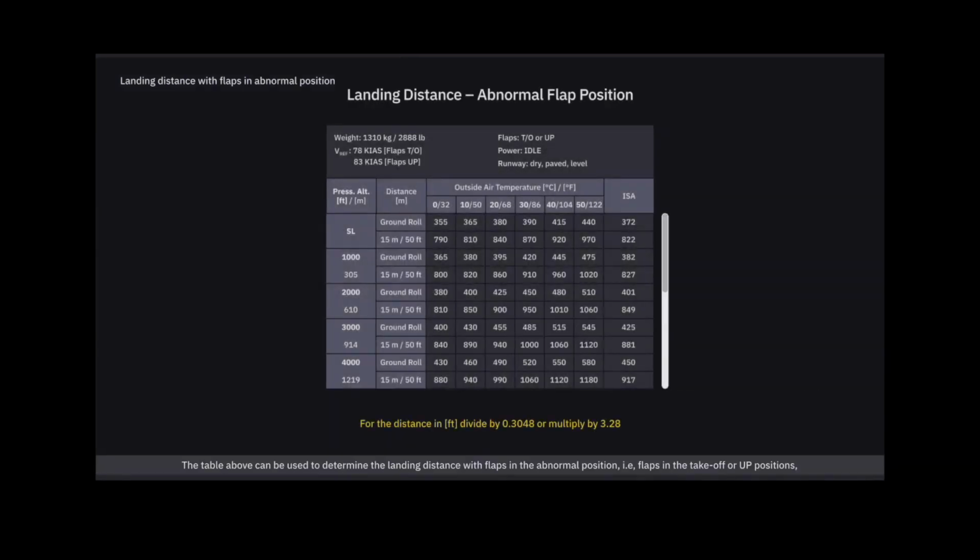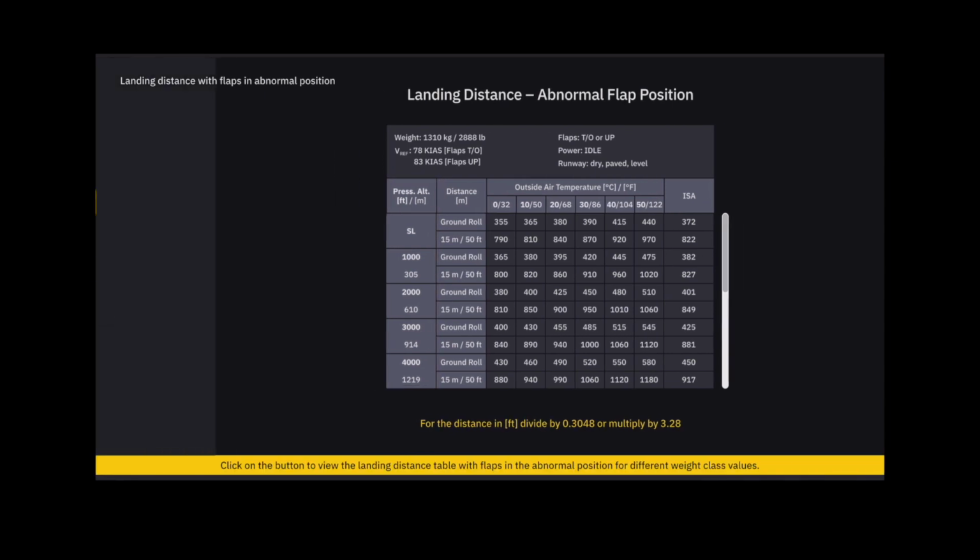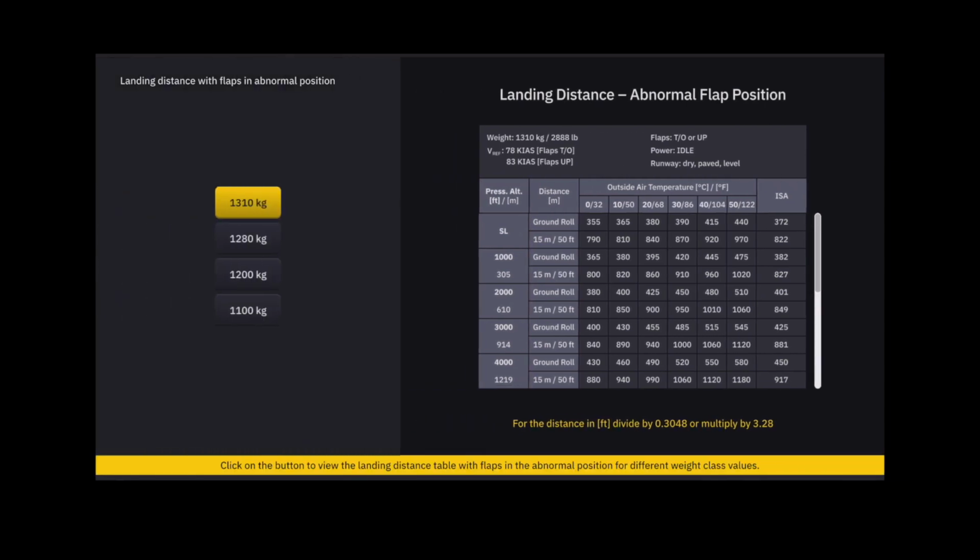The table above can be used to determine the landing distance with flaps in the abnormal position, that is, flaps in the takeoff or up positions, for a particular weight of the airplane. The values in the table are landing distance over a 15 meters obstacle and the ground roll distance. They are influenced by the outside air temperature and the pressure altitude. Click on the button to view the landing distance table, with flaps in the abnormal position, for different weight class values.